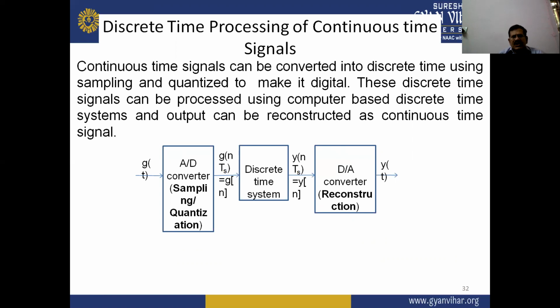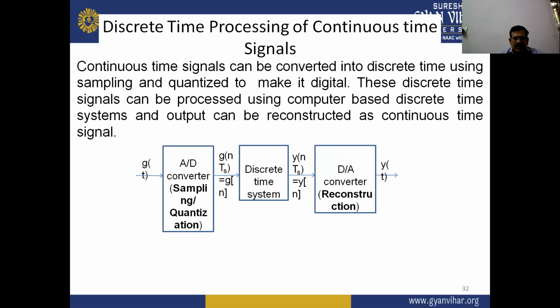Now, discrete time processing of continuous time signals. A continuous time signal can be converted into a discrete time signal. This is the process of conversion: converting an analog signal into a digital signal by using sampling and quantization to make it digital. So this is the digital conversion technique. And these discrete time signals can be processed using computer-based discrete time systems, and the output can be reconstructed as a continuous time signal, or in the reconstruction process a digital signal is converted again into an analog signal.